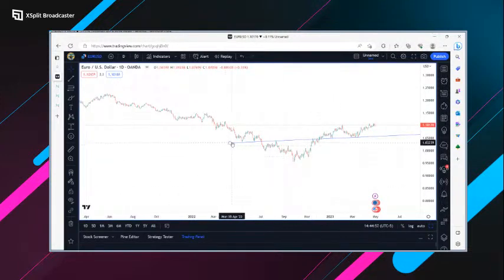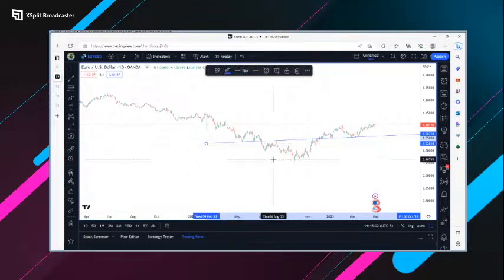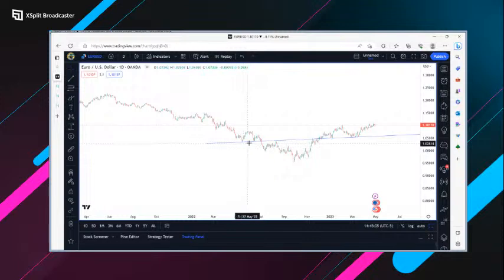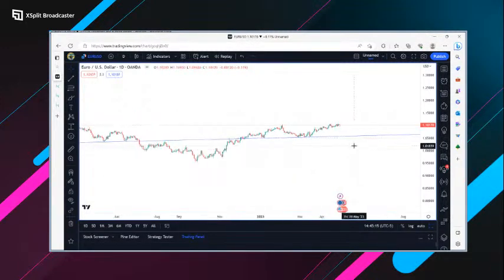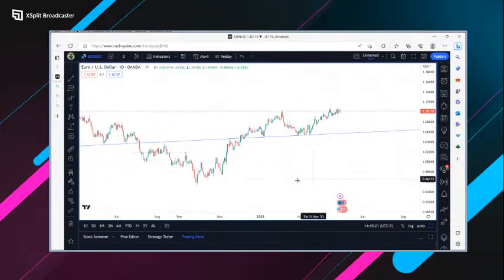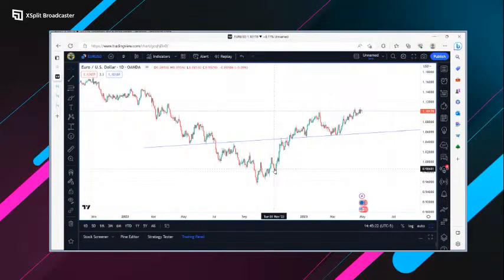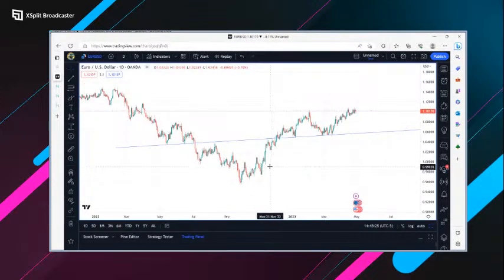All right, so you can see here, boom, you had support here, support, support. We broke it, came back up, tested resistance, then the market fell. Then the market came back, resistance. Then we broke above it. Now it's holding support, support, support, support. Okay, so it is safe to say that is a good level right there.